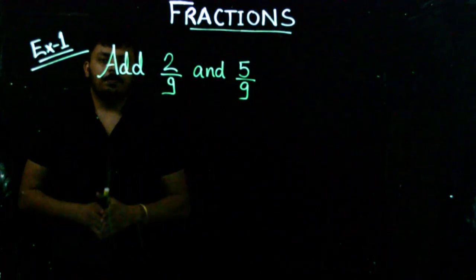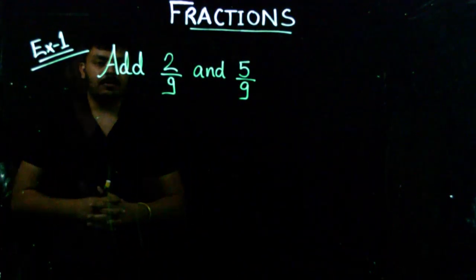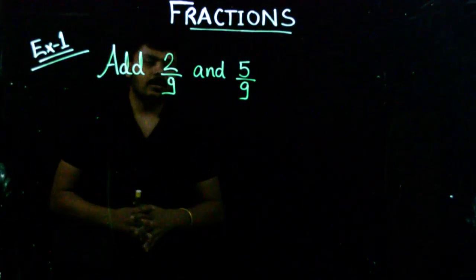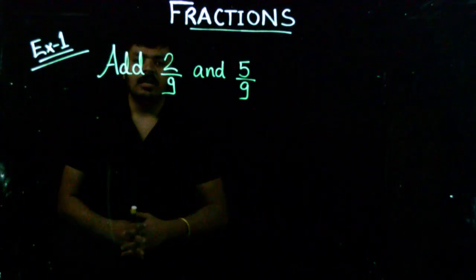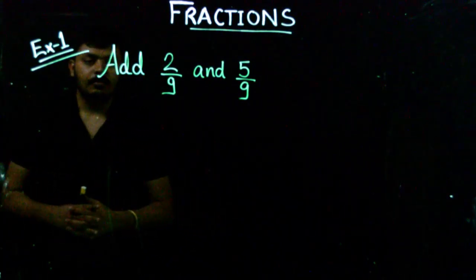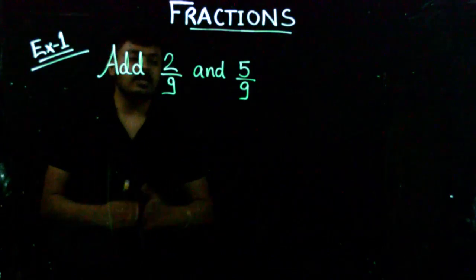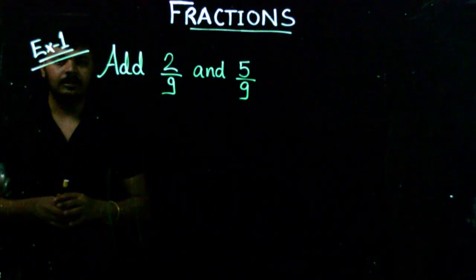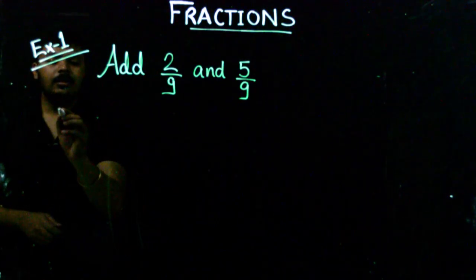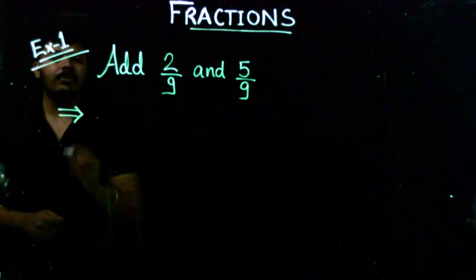So students, now let's look at example number 1. Add 2 by 9 and 5 by 9. Here we are given two fractions and we have to add them. As you can see, both the fractions have the same denominator, so we can say the two fractions are like fractions. To add like fractions, what do we need to do?